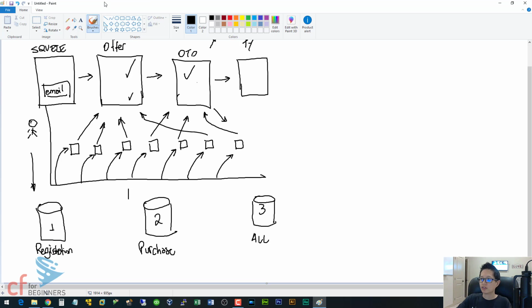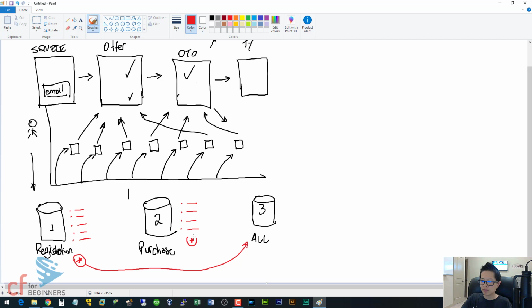Let me change some colors over here. So the automation is going to work in this scenario. You're going to take your registration bucket and we're going to send a series of emails, right? Different days, different emails, for them to go and buy our offer. Then the people who have purchased it, we're going to send them different types of emails because they already made a commitment to us, they already purchased it. And what happens over here is after we finish that email sequence, we're going to take that person and move them to our third bucket.